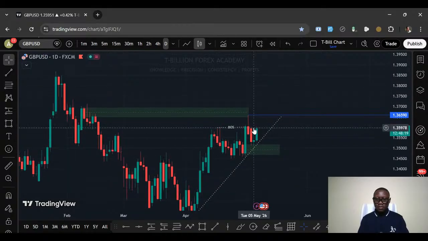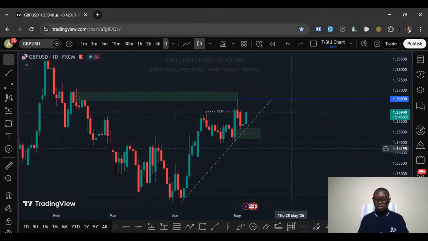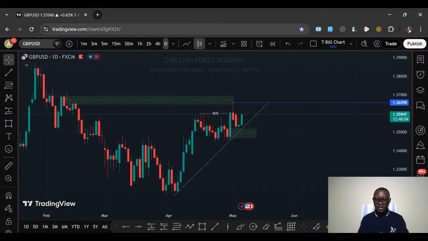Of course, we would expect price to take out this buy side liquidity, so we want to keep buying until this buy side liquidity is taken out. So again, our directional bias is bullish and the trend is also bullish.